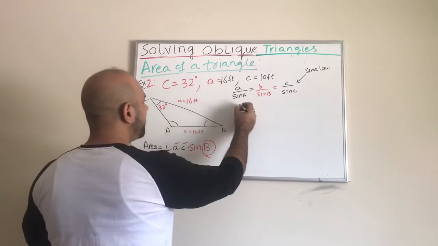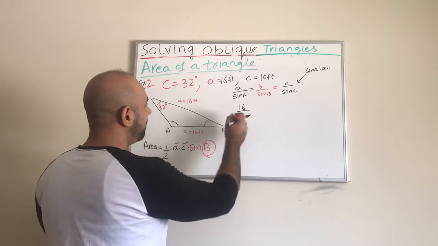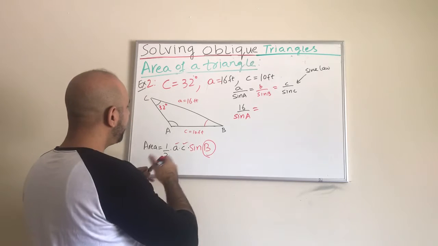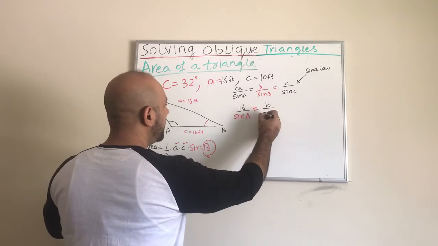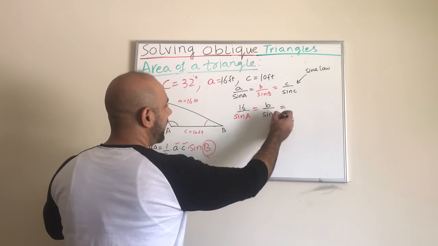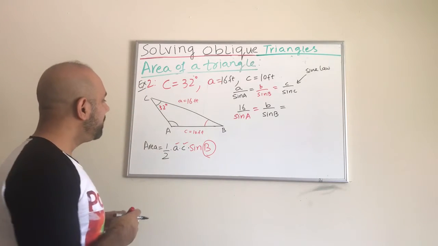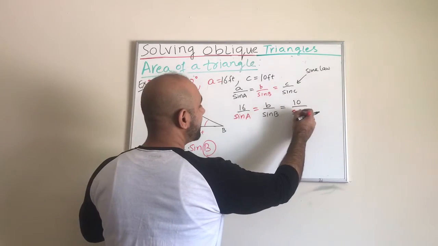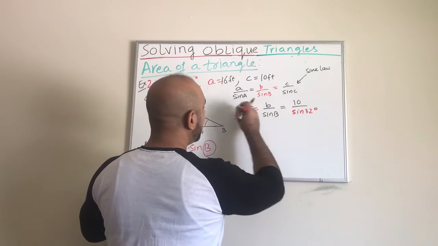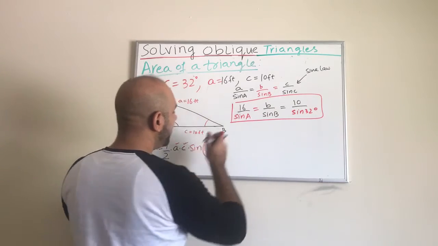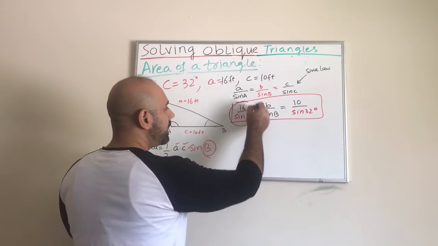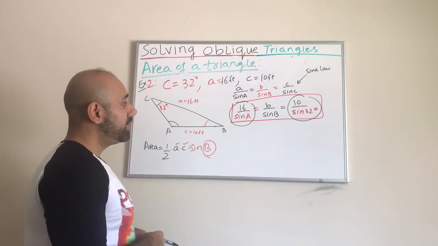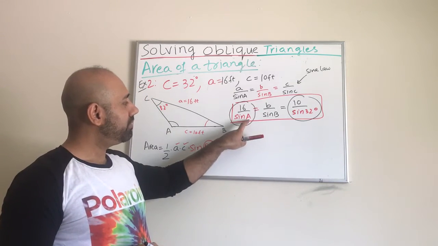So I have the length A, which is 16 over sine of A. I don't have the value for A, so I'm just going to write sine of A, equals B. Do I have the value for B? No, so I'm just going to write B over sine B. We don't have the value for the angle B either. Then guys, do I have the value for C? Yes, it is 10 over sine of C. I also have the value for angle C, so it is sine of 32 degrees. So looking at these three ratios, guys, we can clearly see that if we take the first one and the third one and set them equal to each other, because they are supposed to be equal, then from there we should be able to figure out the value for angle A.